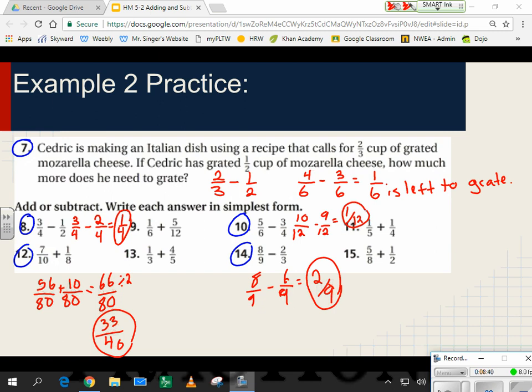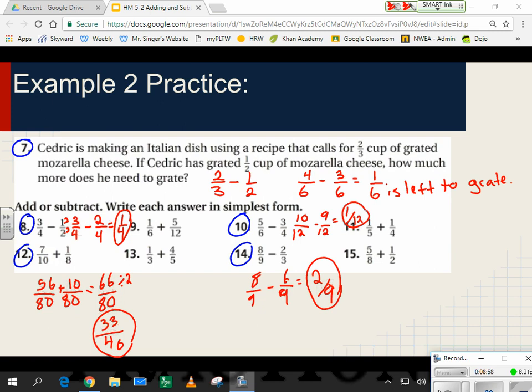For 8, I noticed that the least common multiple of 2 and 4 is 4, so I didn't have to change 3/4 at all. I only had to change 1/2. 2 times 2 got us 4, so what you do to the bottom, you do to the top. So 2 times 1 gave me 2. When I subtracted, I got 1/4.